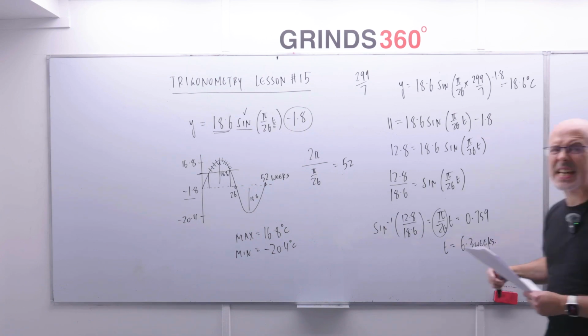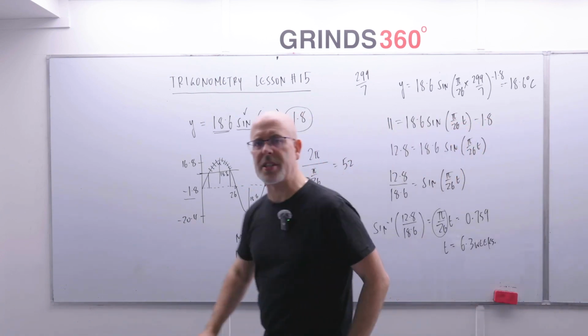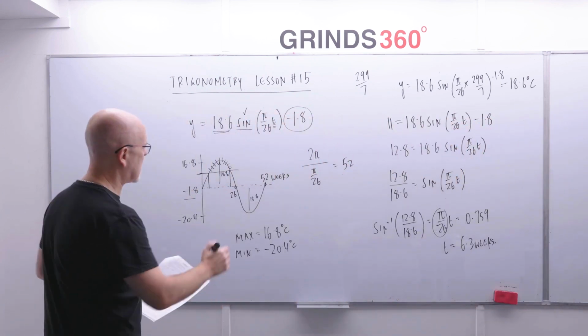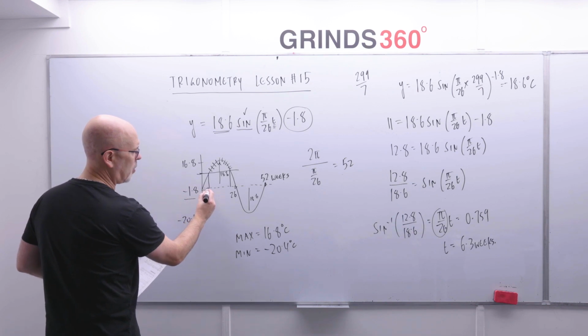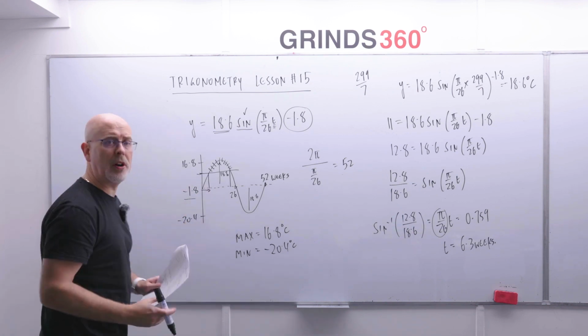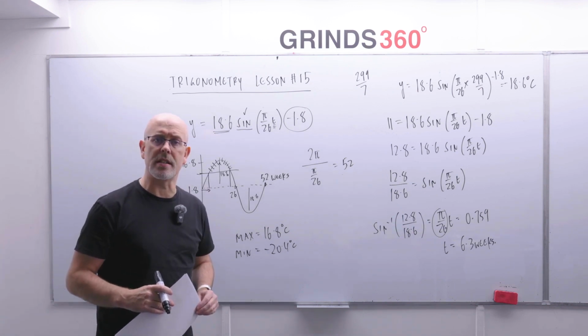Now, I can turn that into days if I want to. I'll just leave it in weeks at the moment. I could convert my answer to days, there's no problem with that. So that's about 6.3 weeks there. So it takes 6.3 weeks to get to a point where the temperature is 11 degrees Celsius, right?